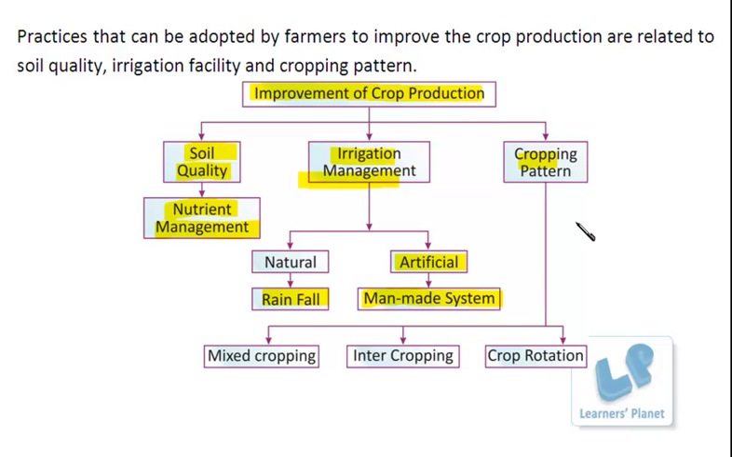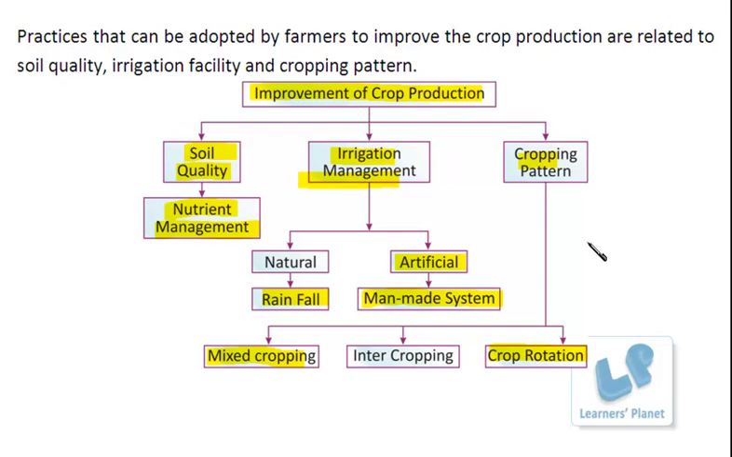Different patterns means what? In the same land, different types of crops are grown, either at the same time or in a particular cyclic manner. If they are grown at the same time, the practice followed is known as mixed cropping and intercropping. And if it is done successively, then it is known as crop rotation. So this is just a brief summary of the practices which are followed so as to improve crop production.